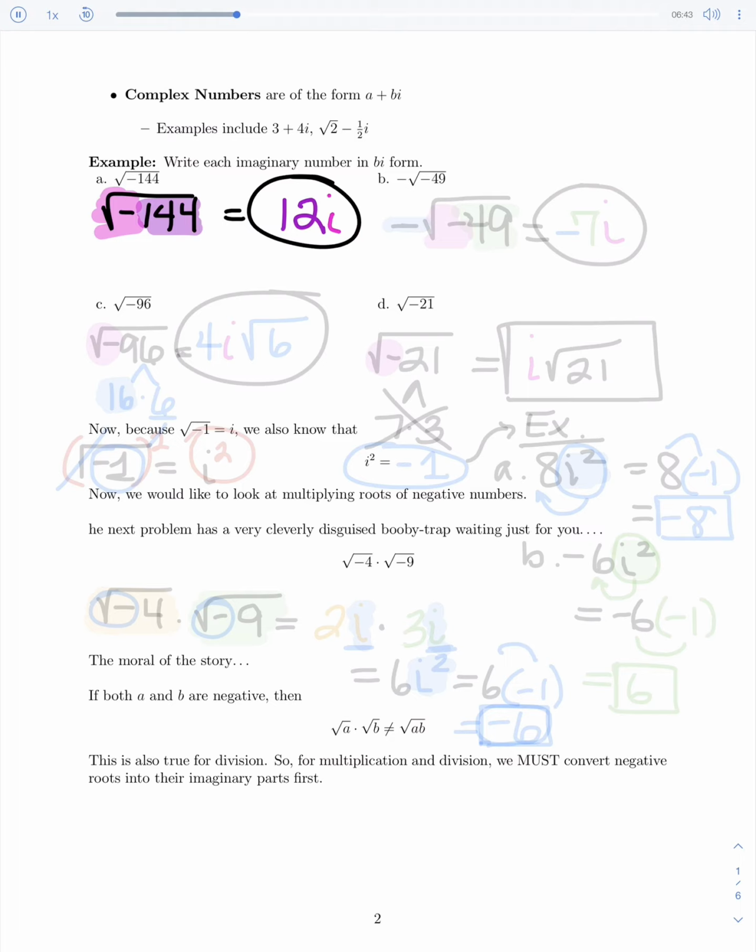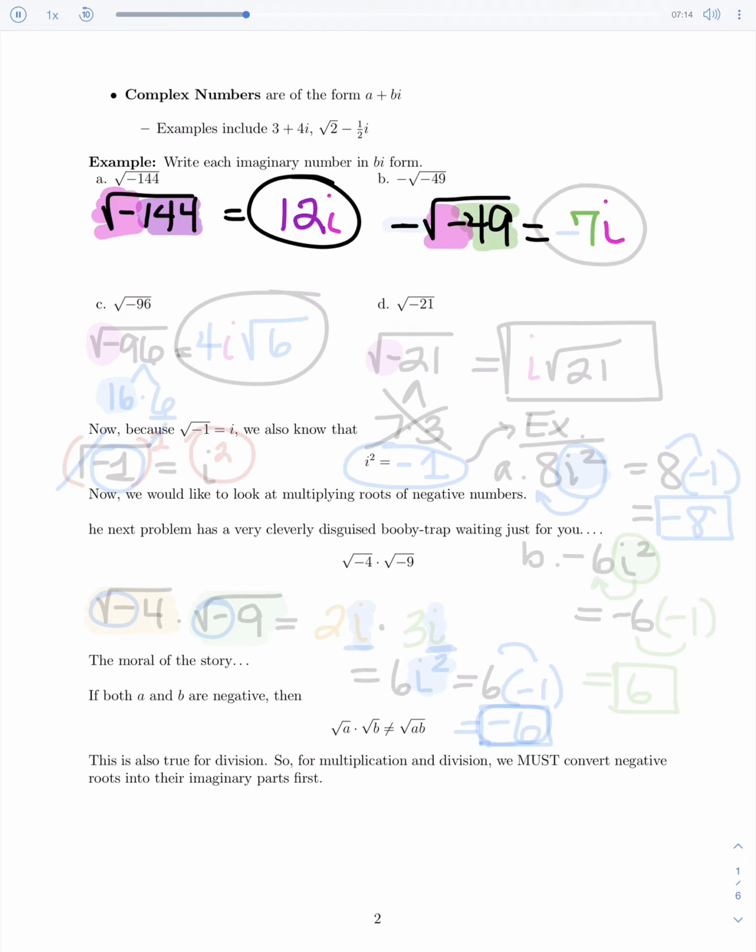Let's look at B. In B, we have negative square root of negative 49. Let's see. I would start out with the easiest part, which is the square root of what's inside, the 49. Well, we know that the square root of 49 is 7. We also know that the negative on the inside of the root comes out as an i.